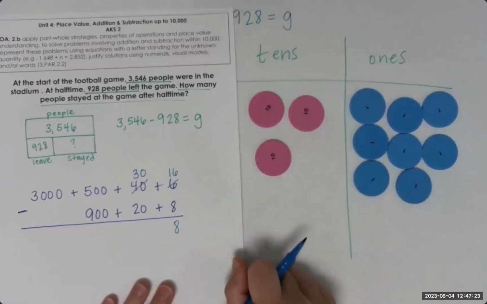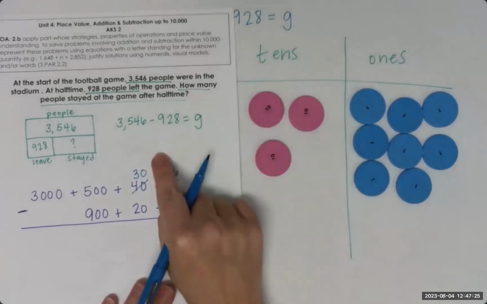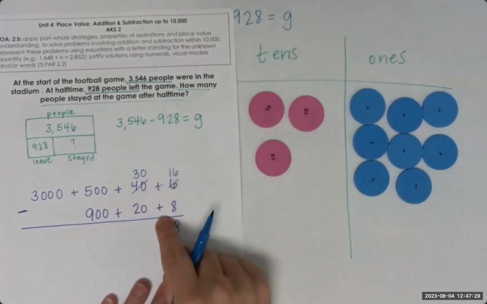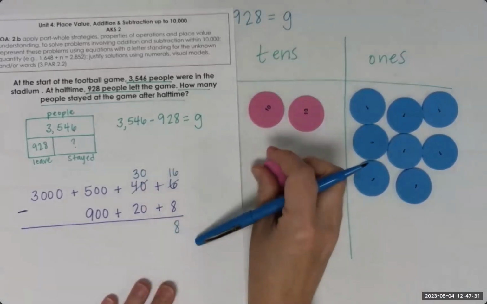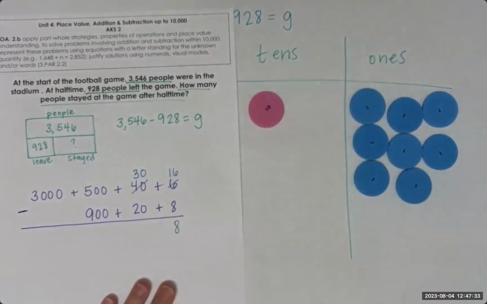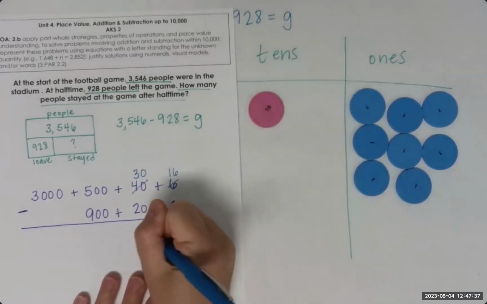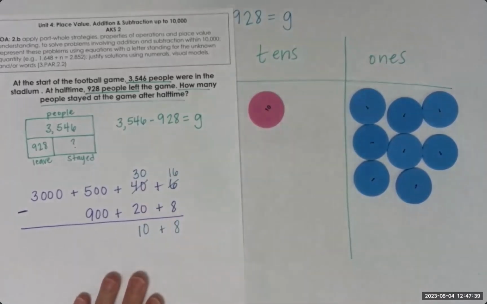Now let's go to the tens. I have 3 tens or 30. I used to have 40, but now I only have 30. So I have to look at that number and I need to subtract 20. 10, 20. I am left with 10. Fabulous. Okay, moving right along.